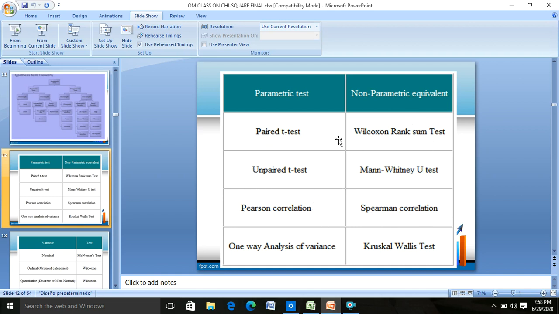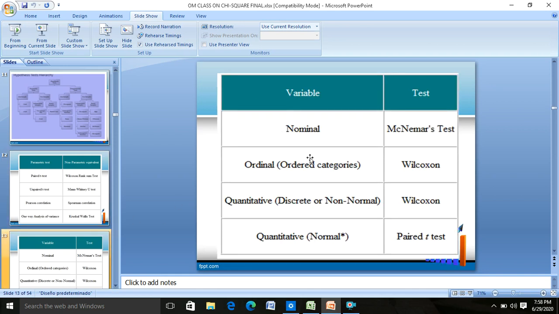Non-parametric equivalent of unpaired t-test is Mann-Whitney. Non-parametric equivalent of paired t-test is Wilcoxon rank sum test. Non-parametric equivalent of one-way ANOVA is Kruskal-Wallis test. Would like to say a few things after this next slide.